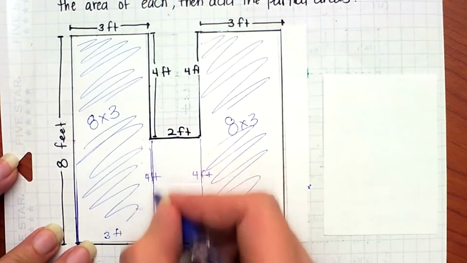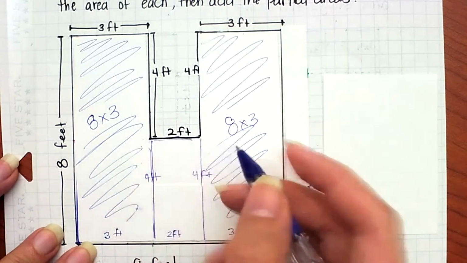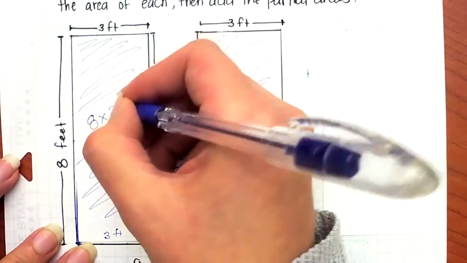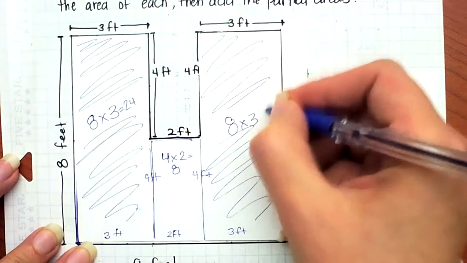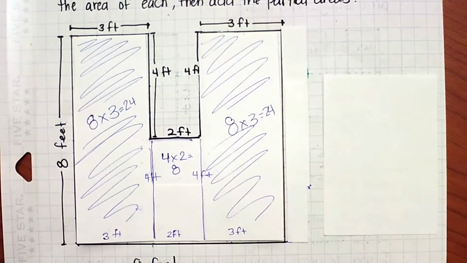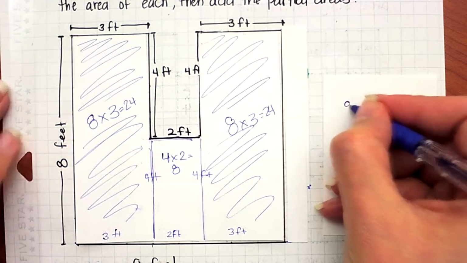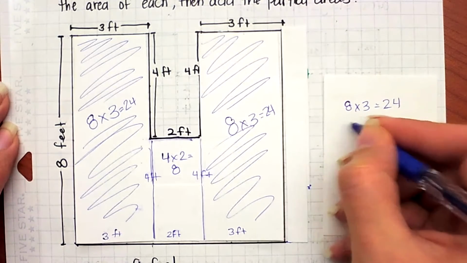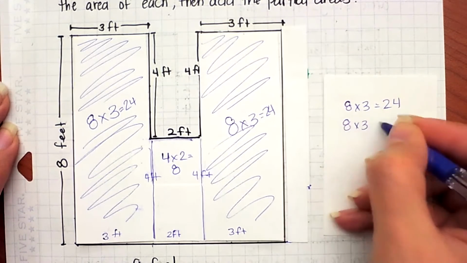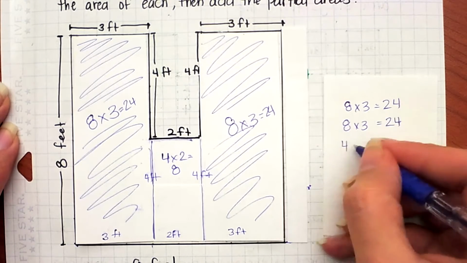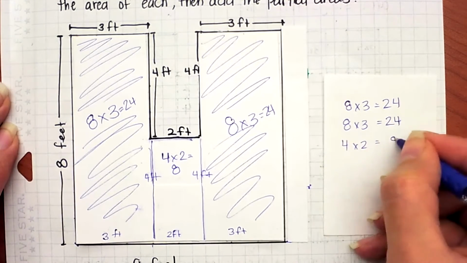And then this one is going to be 4 feet by 2 feet. So this is 4 times 2, which equals 8. This is 24. This is 24. And this is 8. So then I would add these together. And I can do 8 times 3 equals 24. Another 8 times 3 equals 24. And then the middle, 4 times 2 equals 8.